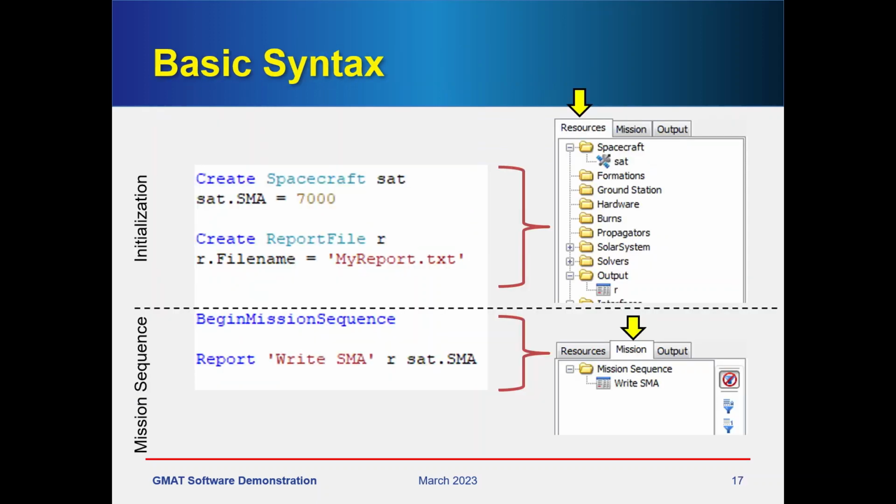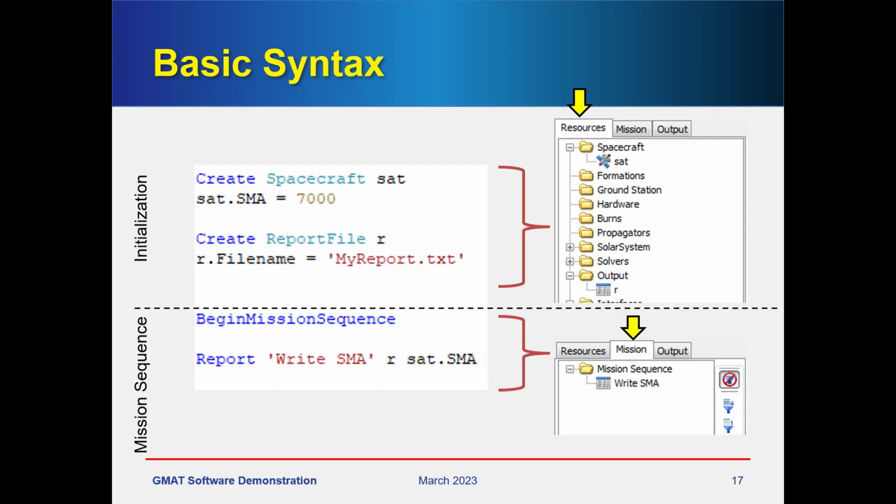A GMAT script is a text file consisting of valid script syntax elements, such as initialization statements, mission sequence commands, and comments. At the highest level, a GMAT script is made up of two sections, initialization and the mission sequence. These sections each contain statements, but they have different rules about what sort of statements are valid. The initialization section maps to the resources tree on the GUI, and the mission sequence maps to the mission tab in the GUI. The begin mission sequence command defines the beginning of the mission sequence section.